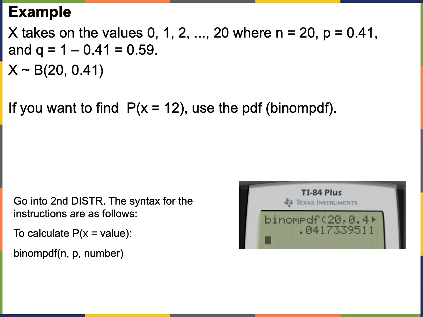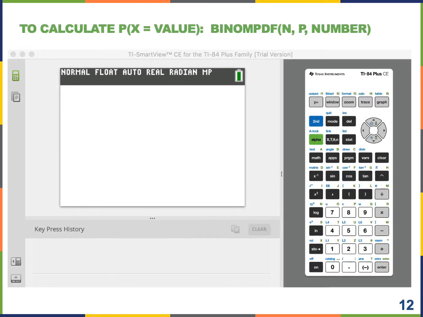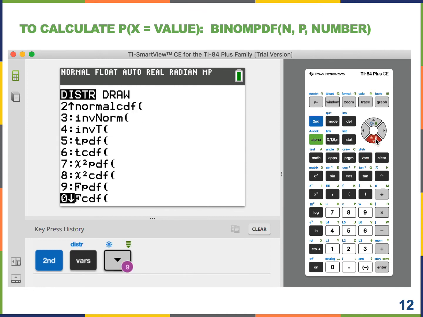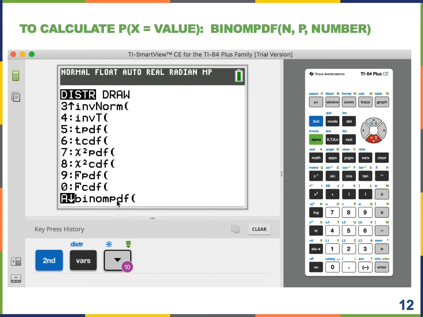And let's go ahead and look at the video. The case where you want to find the probability that x is equal to 12, we're going to use the binomial PDF function, okay? This is a little different, but very similar. So second distribution, we scroll down to binomial PDF, or A, hit enter.